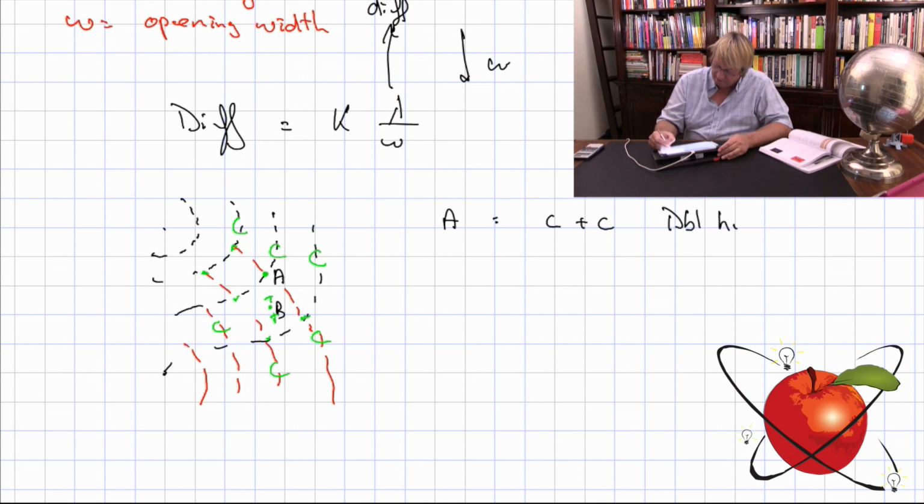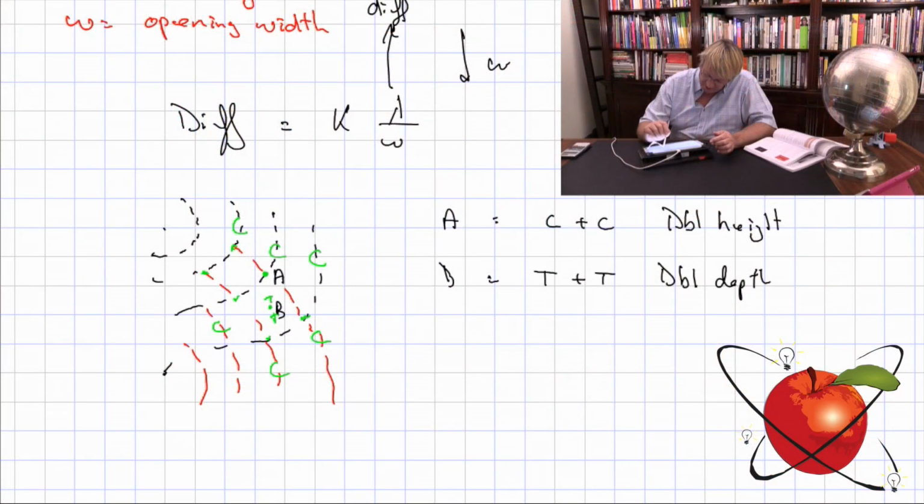Double height, right? Amplitude, actually. At point B, we've got trough plus trough, so we've got what? Double depth. Okay? So what have we done? The water there is going up and down double what it should, right? It's going up and down double what we normally see it as.